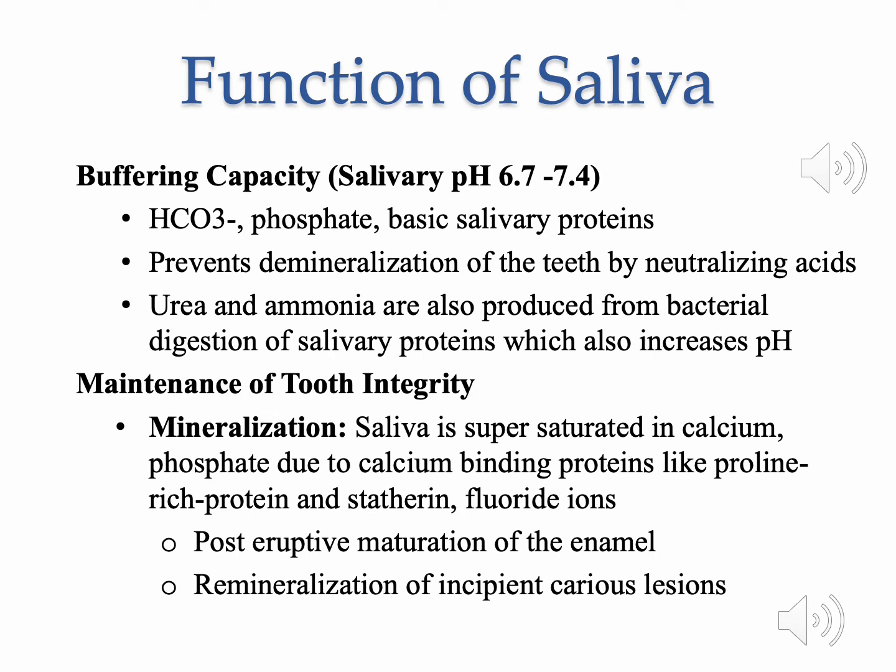The majority of the buffering capacity of the saliva is due to the bicarbonate content, but also some of the more basic salivary proteins and phosphate help contribute to a pH of roughly 6.7 to 7.4. The importance of maintaining the pH in this range is so that, one, our teeth are not demineralized, and it also helps neutralize any acids that we do take into the oral cavity. Ammonia and urea are also produced by bacterial digestion of salivary proteins. So this will also contribute to an increase in pH.